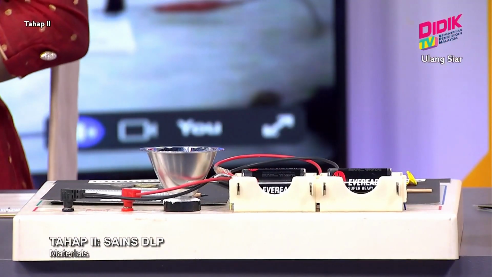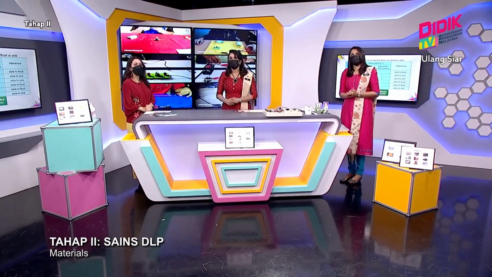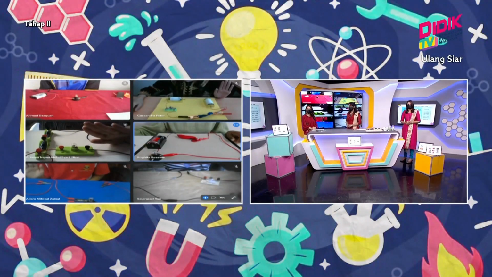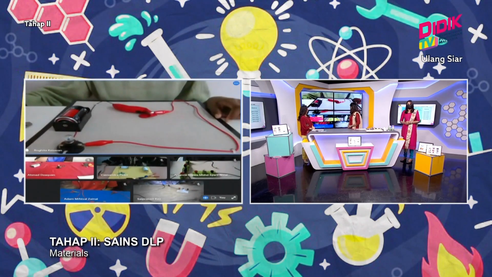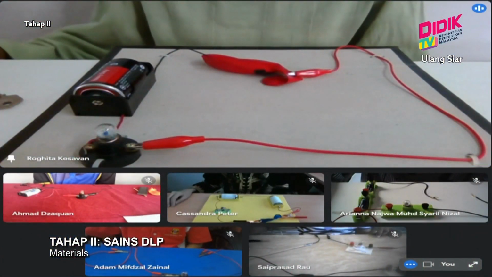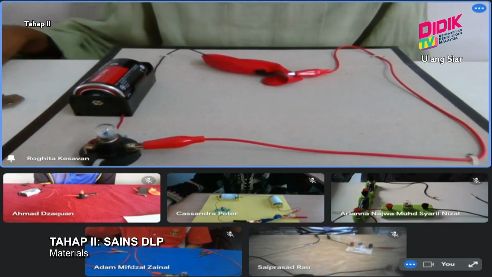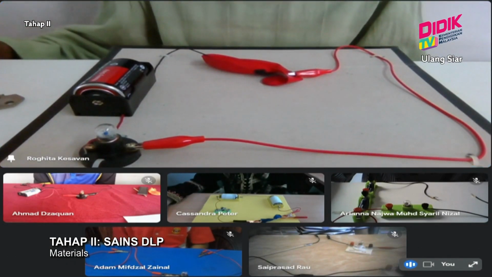Okay. Maybe I can go to one of the students there. Can you tell me what are the objects that can light up the bulb? Okay. Anyone? Who would like to answer? You can turn on your mic. Go ahead, Rogita. Yes, teacher. The objects that can make the bulb light up are pencil lead, coins, and key. Wow, very good.